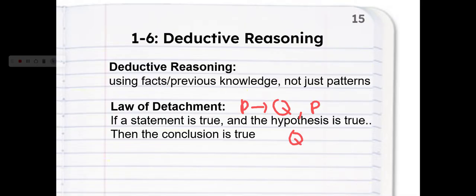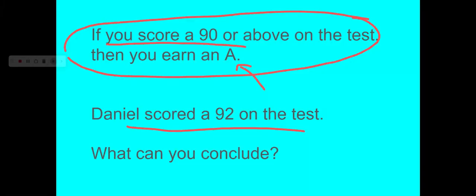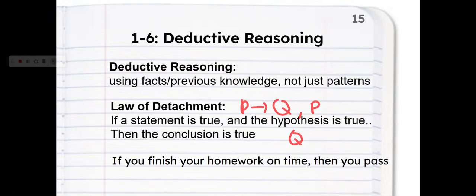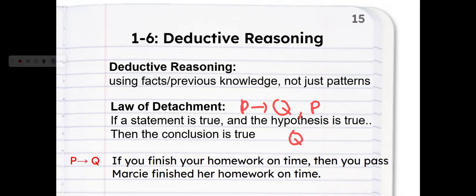Like this wouldn't work if I said, if you score 90 or above on the test, then you earn an A. And then if I said Daniel earned an A, it doesn't mean he scored a 90 or above on the test. Like he could have scored an 89 and I bumped it up to an A. Okay, so here's an example. If you finish your homework on time, then you pass. And then I say Marcy finished her homework on time. Well, what can we conclude? Well, since we have a conditional statement and then we have the hypothesis happening, we can conclude the conclusion that she passed.